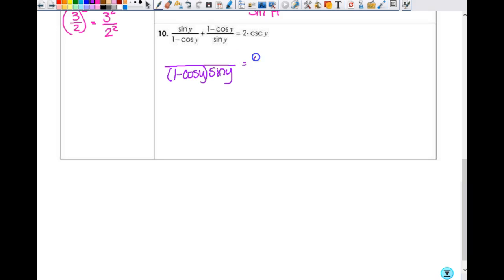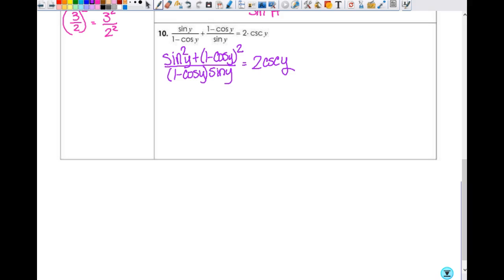All right, and this is going to equal 2 cosecant y. All right, so when I do this, this first fraction then has to be multiplied by sine over sine, which means this becomes sine squared y. Yes? This fraction has to be multiplied by (1 minus cosine y) over (1 minus cosine y). So this becomes plus (1 minus cosine y) squared.